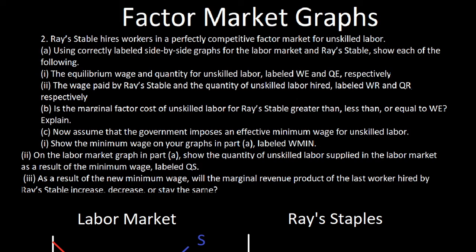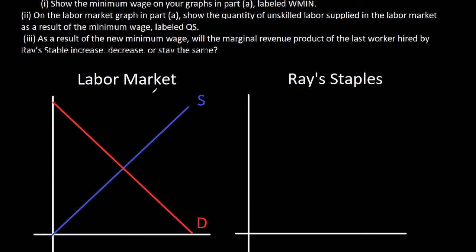Let's start this question. Ray's Stable hires workers in a perfectly competitive factor market for unskilled labor. So, perfectly competitive factor market already reveals a lot. We can already draw in the labor market, and it's just a regular supply and demand curve where, as Jacob Clifford says, supply goes to the sky and demand goes down to the dirt.